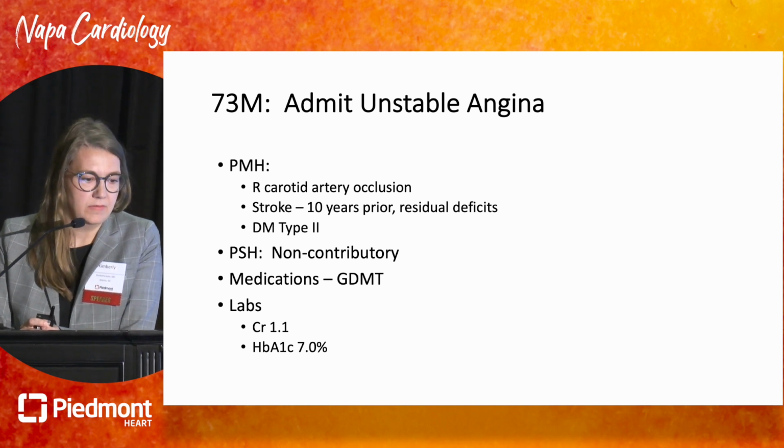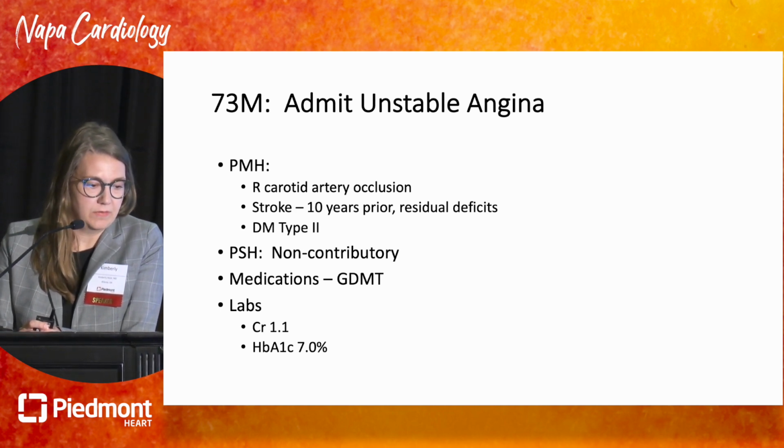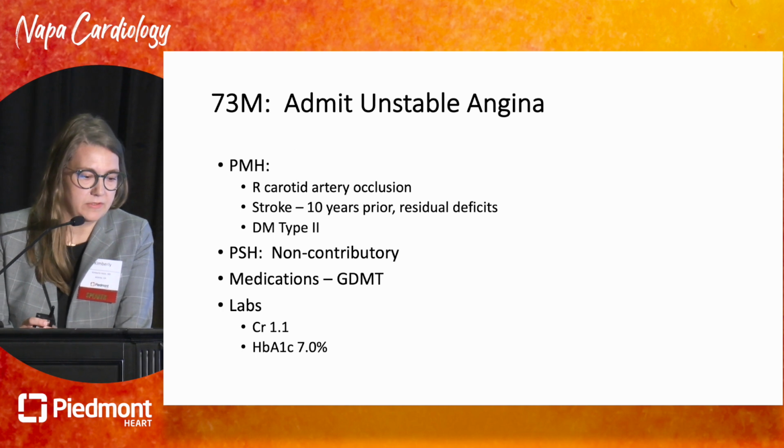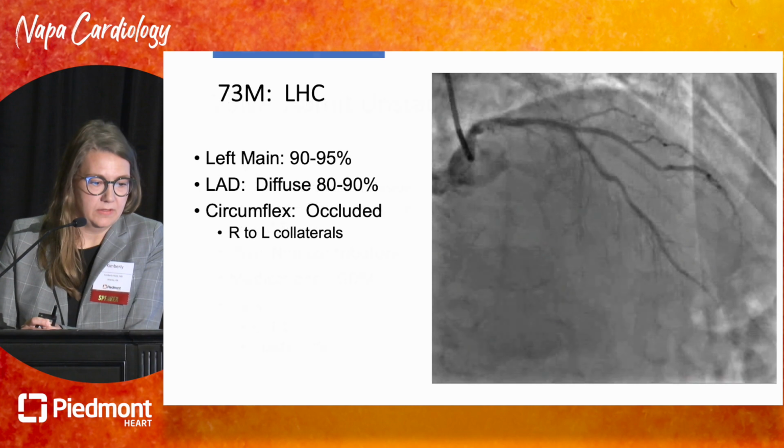A next case: a 73-year-old gentleman admitted with unstable angina. He had a medical history significant for right carotid arterial occlusion and a stroke about 10 years prior. He did have some residual deficits but was a pretty functional gentleman. He had type 2 diabetes and no significant surgical history. He was on goal-directed medical care, creatinine at the upper limits of normal, and his hemoglobin A1C was 7%. It's not quite as ideal a surgical candidate. Whenever there's a history of stroke, and particularly a carotid occlusion, that makes us a little nervous.